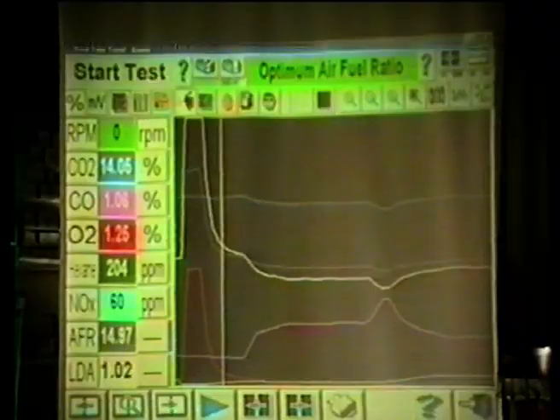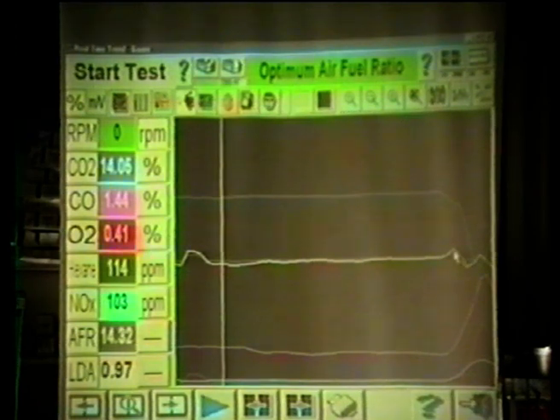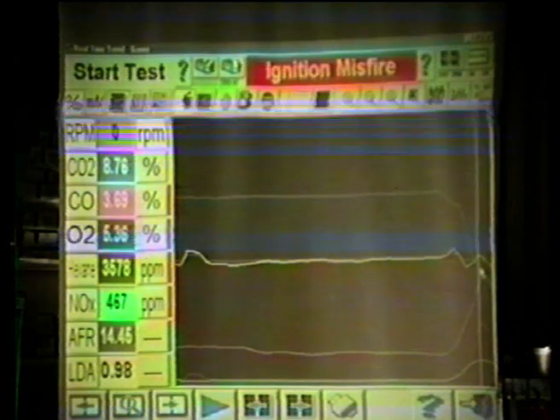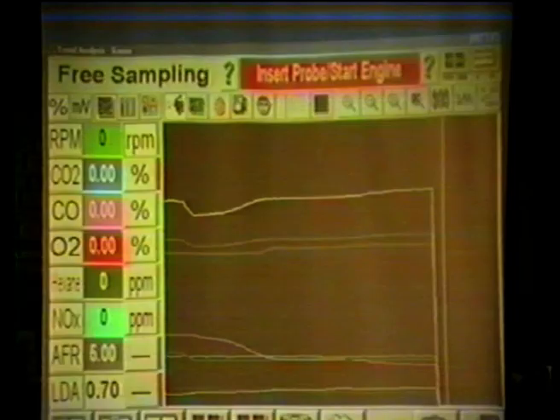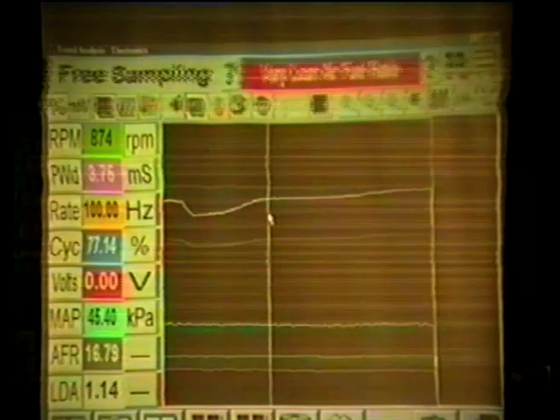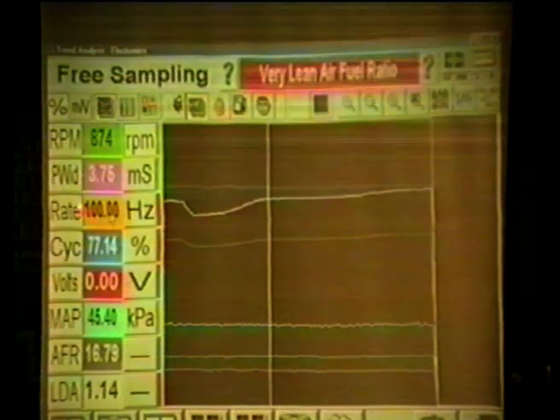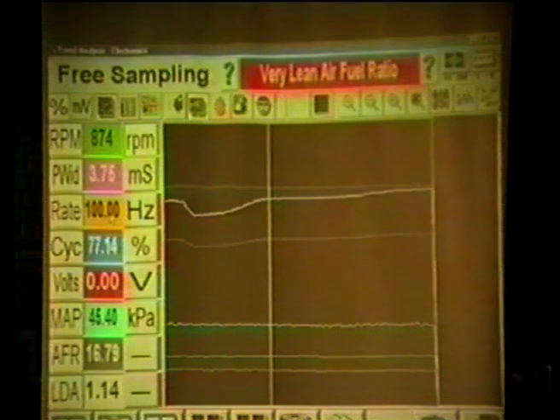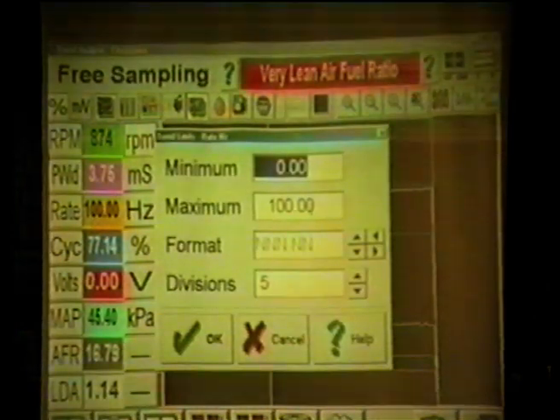Let's see where he was before. Now there's the previous test. And you can see here that his car is showing its injection pulse rate at over 100 hertz. I'm not sure what it is, but I can tell you that is wrong. I'll change this to 500.